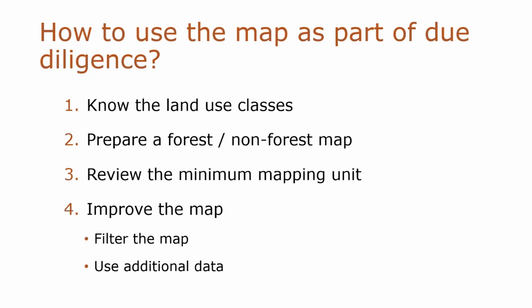The first one is to know the land use classes, to know the map that we are using. This is the case here today with Ivory Coast, but it can also be Ghana, Cameroon, Ecuador, etc. When we know the land use classes that are usually there in the descriptions and the methodology, we need to prepare a forest no-forest map. We need to be conscious and review the minimum mapping unit, see if it's adapted to the FAO definition, and we need to work with the map, improve the map, make some filters, and absolutely use additional information.